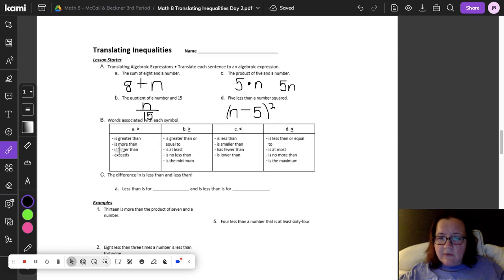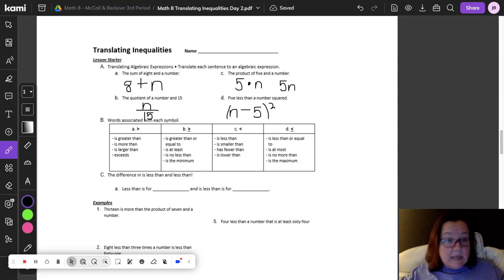All right, so down here, we kind of just talked about keywords that go with each of the inequality symbols. So for greater than, we have the keyword phrases is greater than, is more than, is larger than, exceeds. All of those mean the same thing as greater. This symbol is greater than or equal to: is at least, is no less than, is the minimum. And then this symbol up here we know is less than: is smaller than, has fewer than, is lower than.